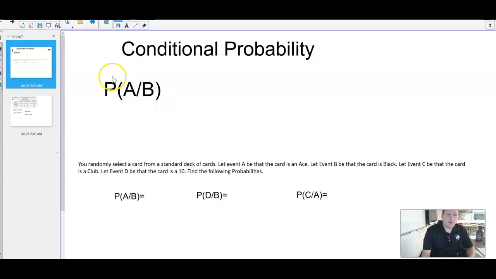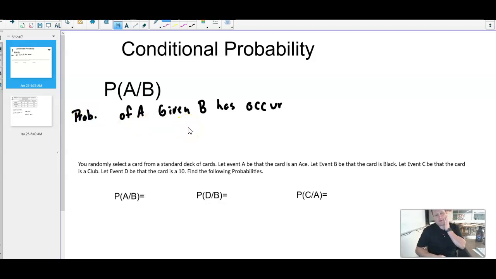So some notation you will see is this notation. We've seen the P, but we have not seen the slash. What the slash is going to tell us is this is the probability of A given, or on the condition, given that B has occurred. Okay, so this is the probability of A given that B has occurred.